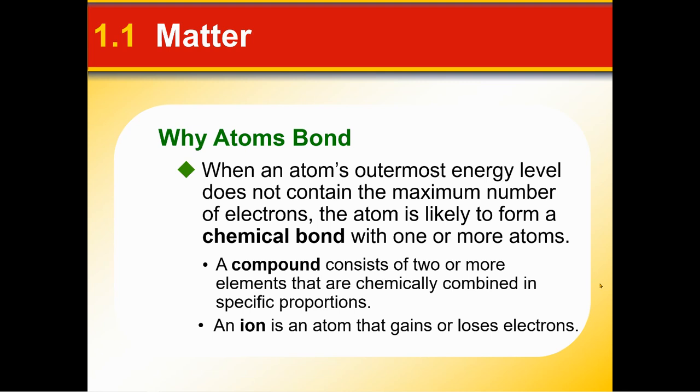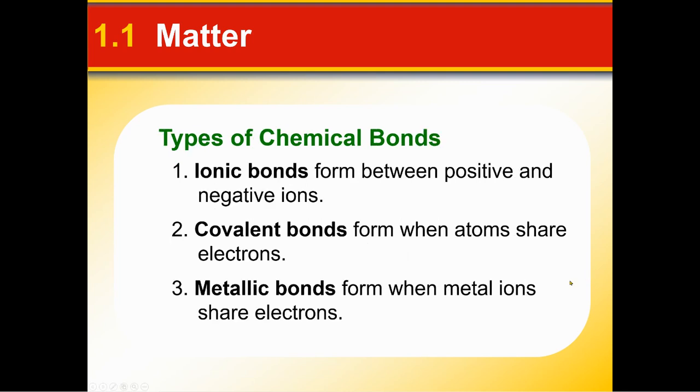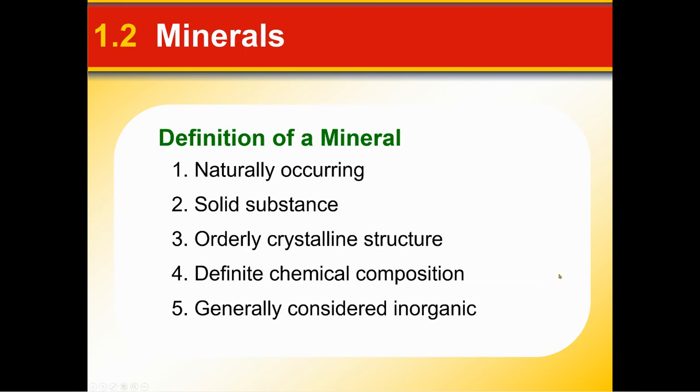And then an ion is an atom that gains or loses electrons. So as far as ions are concerned, when they form bonds, it's a magnetic charge. Compounds are formed when they share electrons. Types of chemical bonds: ionic bonds form between positive and negative ions. Covalent bonds form when atoms share electrons, and then metallic bonds form when metal ions share electrons.